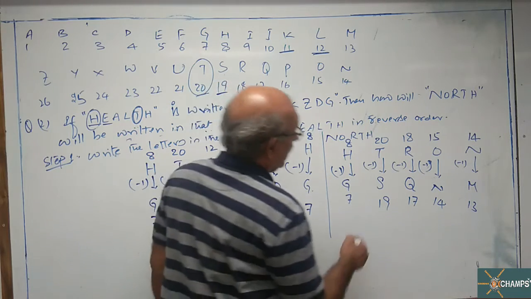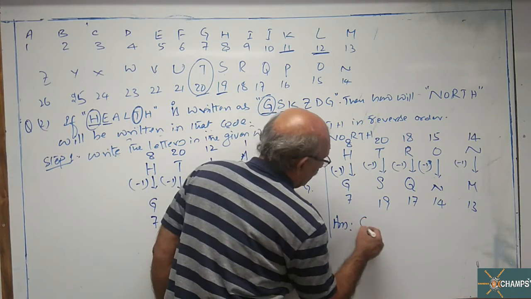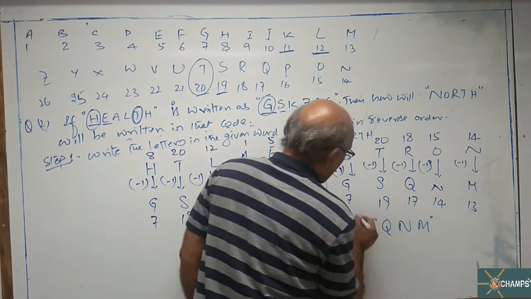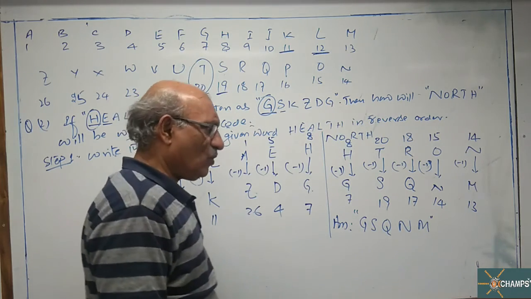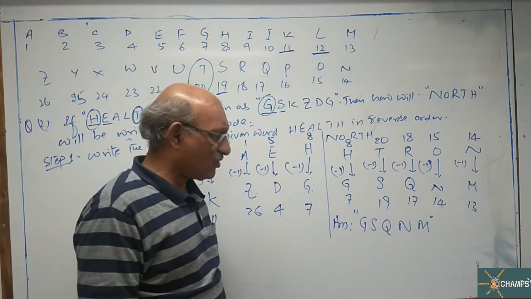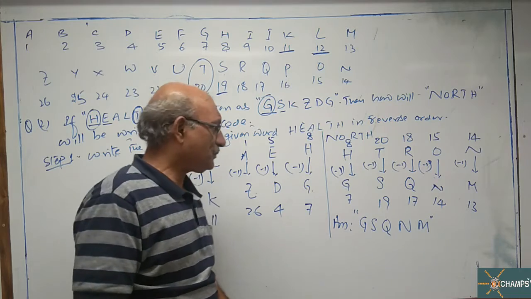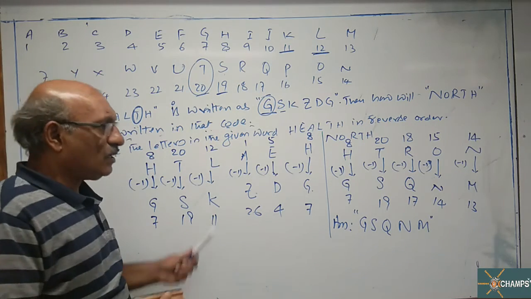So, north, how is it coded, sir? Answer is G, S, Q, N, M. It is coded as G, S, Q, N, M. This way it is coded. Okay, sir? Note down the solution.